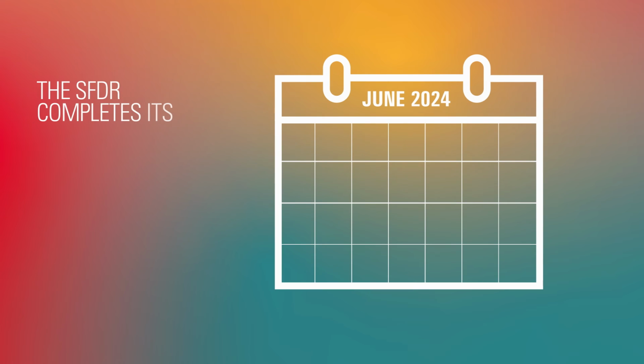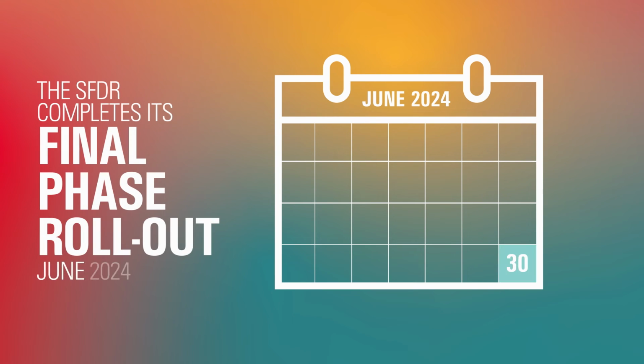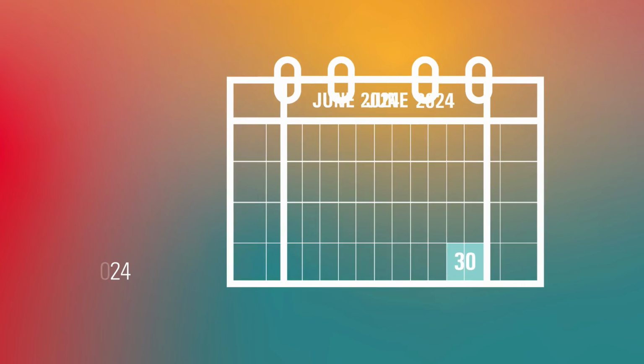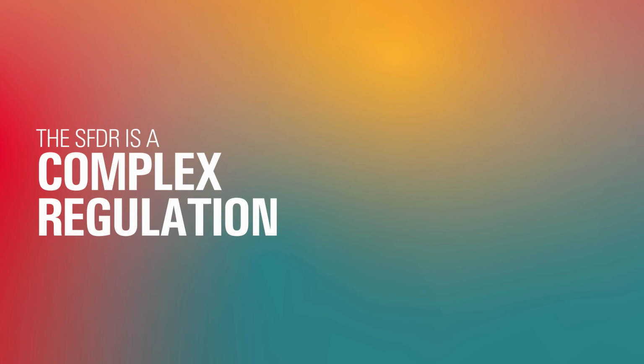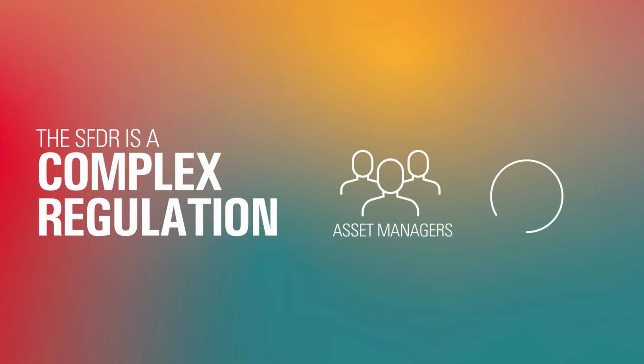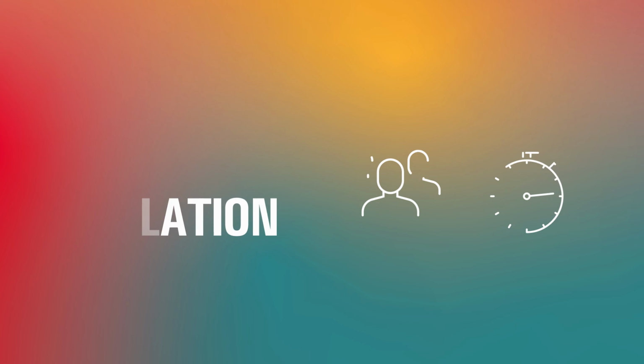The SFDR completes its final phase rollout in June 2024. From this point onwards, disclosures under the SFDR require a year-to-year comparison between reference periods. The SFDR is a complex regulation, and asset managers will need to account for the time and resources it takes to learn and implement the requirements.